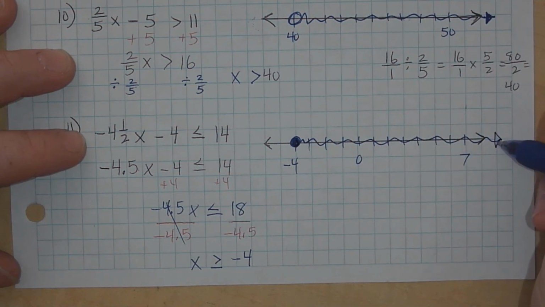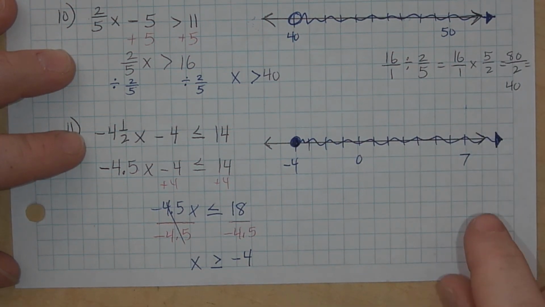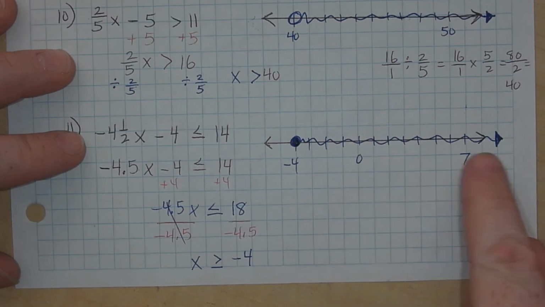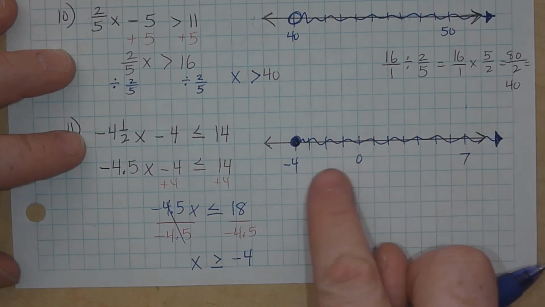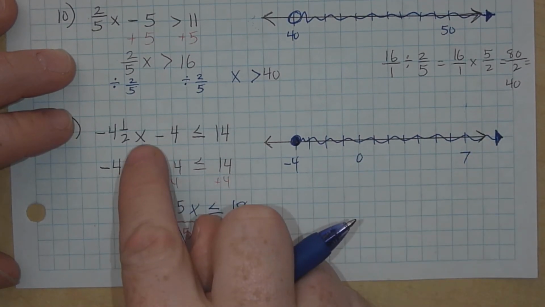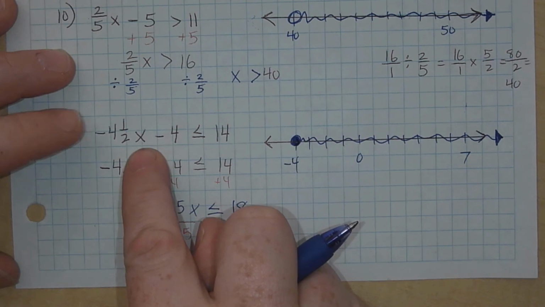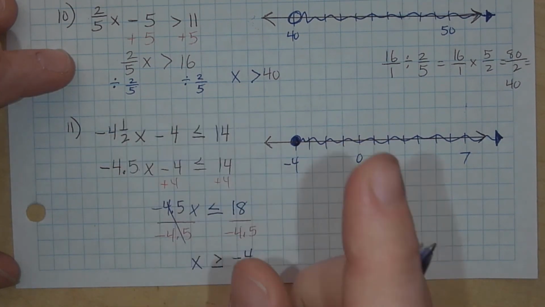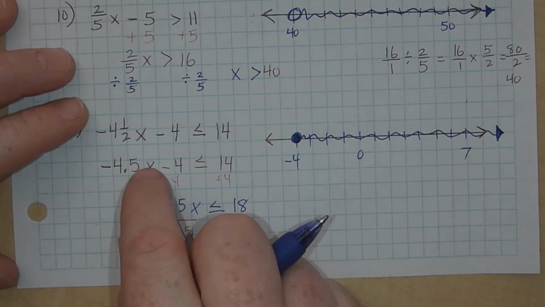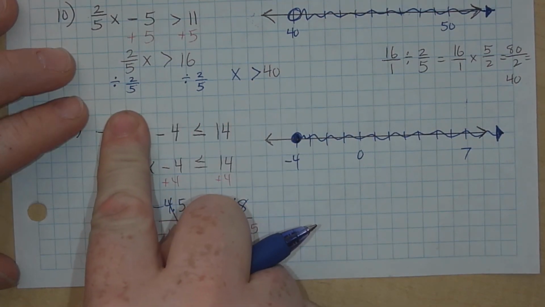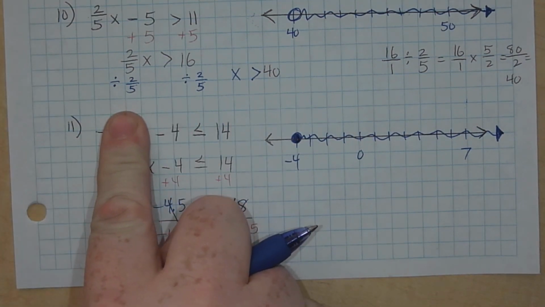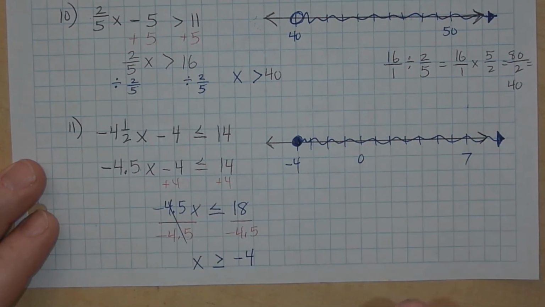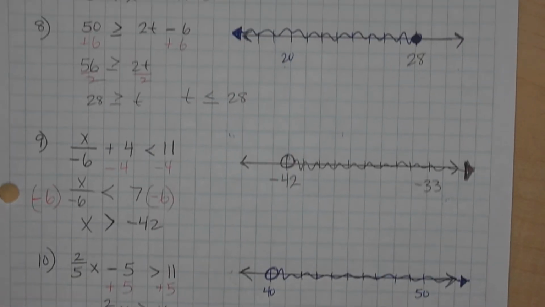And, of course, as you know, my favorite number to substitute back in, if it's shaded, is 0. 0 is shaded. It's in that shaded region. It's part of the solution set. I'm going to plug this back into here because that's easy to do. Negative 4.5 times 0 is 0. That's it. So 0 minus 4 is negative 4. Is negative 4 less than 14? Yes, it is. So we've got the right side shaded, and we are done.